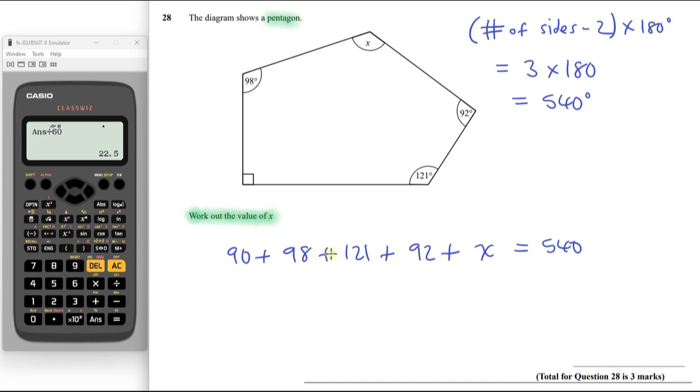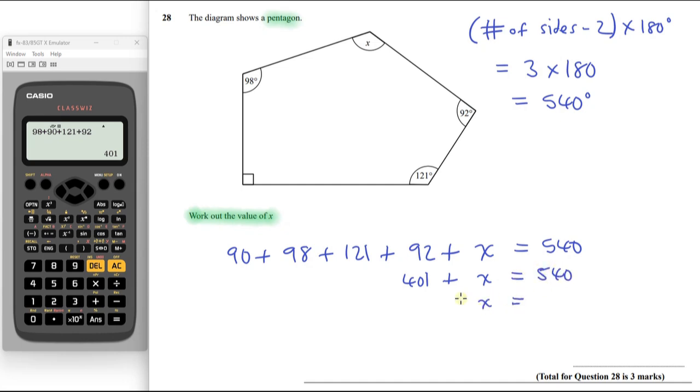So now we just need to solve this equation. Let's add up all of these numbers first. We've got 98 plus 90 plus 121 plus 92. So that gives us 401. We've got 401 plus x is equal to 540.